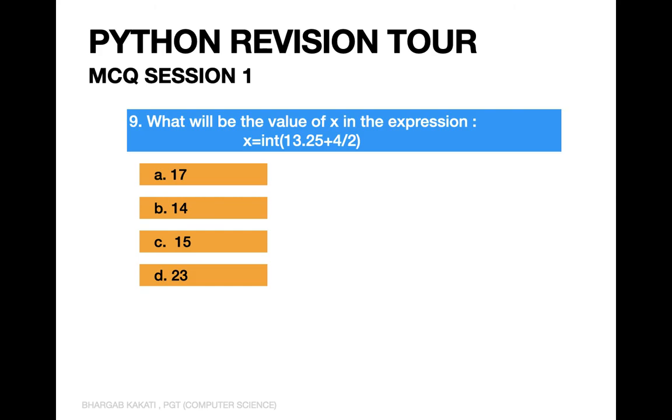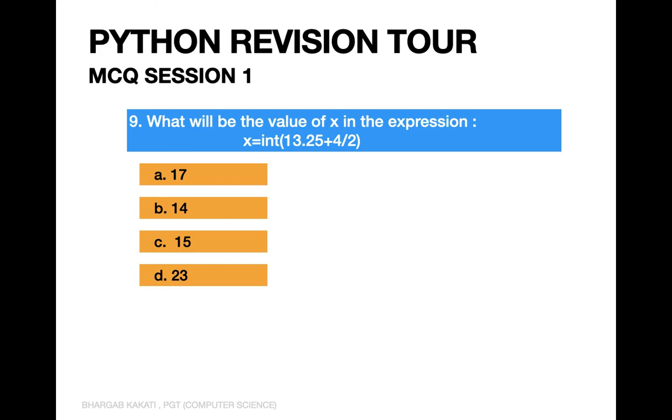We have to determine the value of x. So here, see, 4 divided by 2 will fetch you how much? Here I have plus and division. So the first thing that will be done is 4 divided by 2, that is 2.0, and 13.25 plus 2.0 will fetch you how much? It will fetch you 15.25.